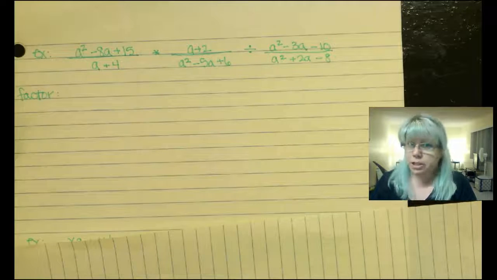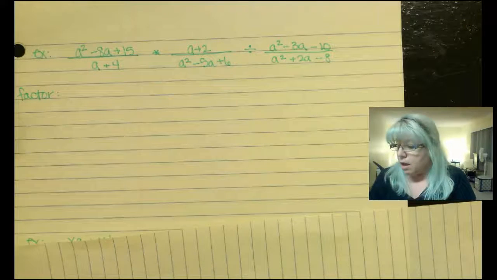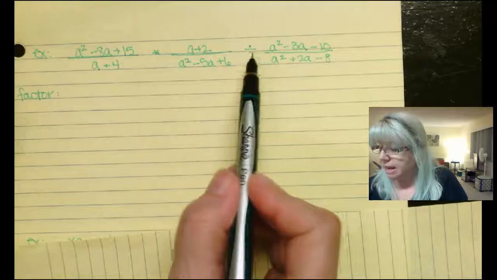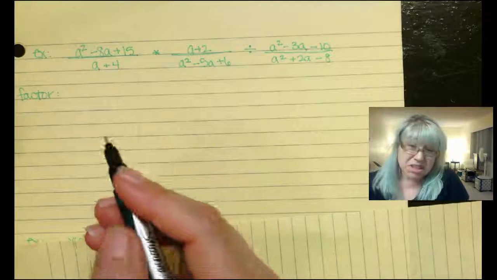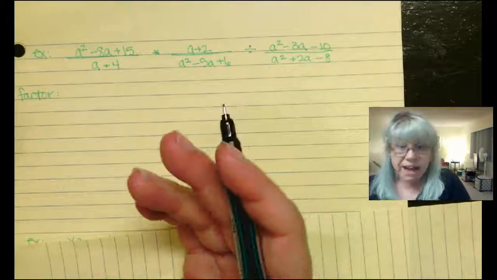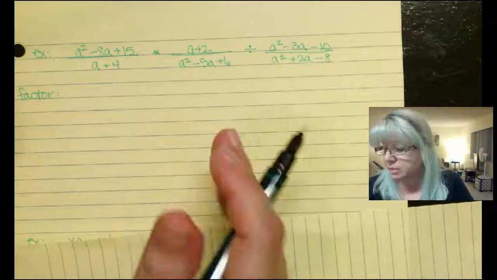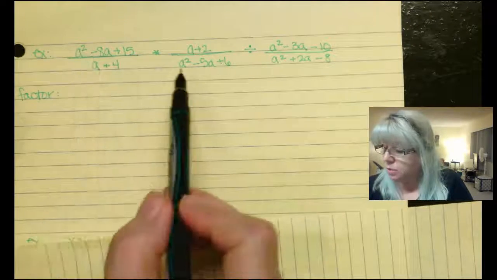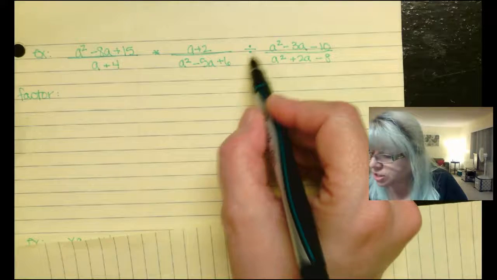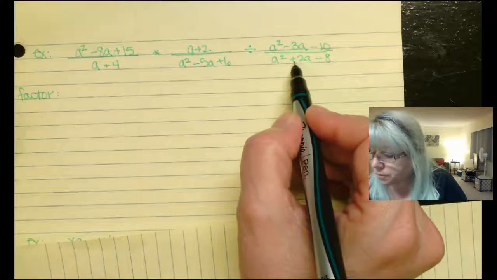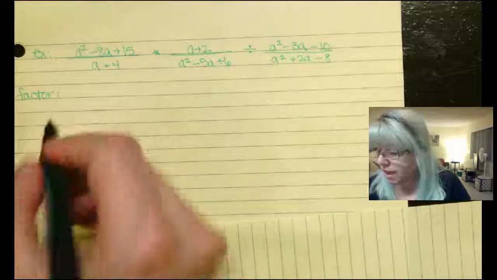All right, let's throw the kitchen sink at you here. I have multiplication and I have division. So the first thing I'm going to do, personally, is factor each numerator and denominator. While I'm doing that, I am going to change this to multiplication of the reciprocal. So first let's just figure out all the factors.